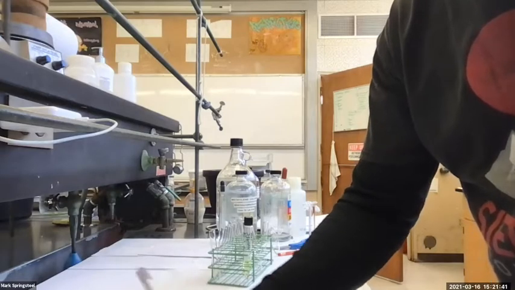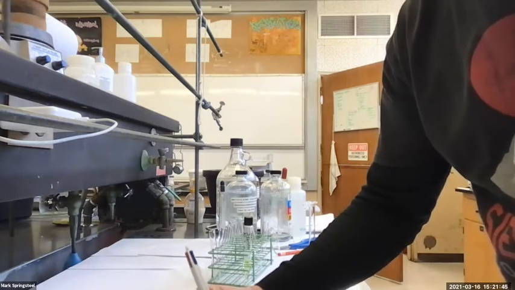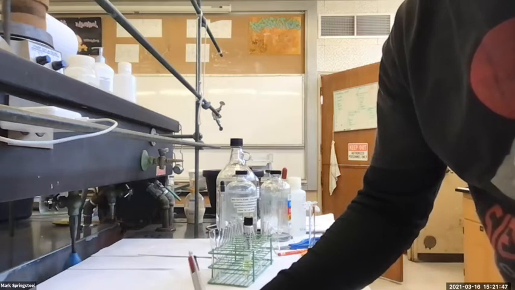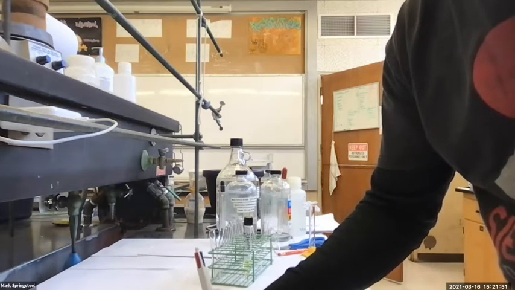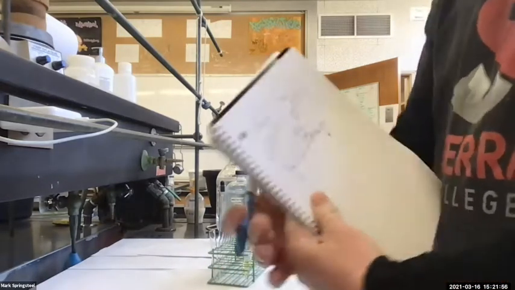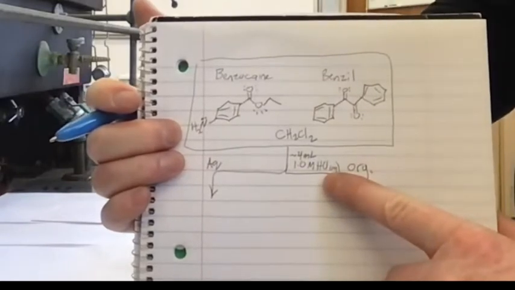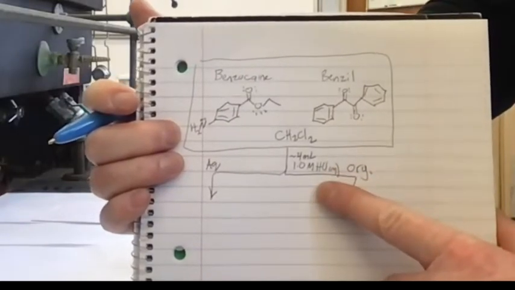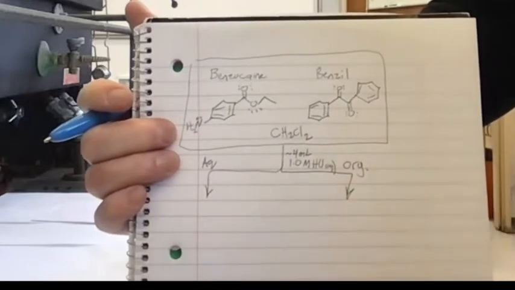And I'm going to say this side's my aqueous, this side's my organic. And I'm going to add about 4 milliliters of 1.0 molar HCl aqueous. So what is that 1 molar HCl mostly? Water. Yeah, it's almost all water. That's what's going to create our aqueous solvent.